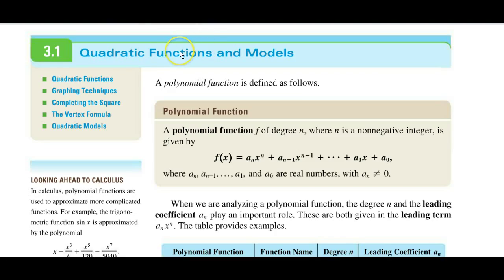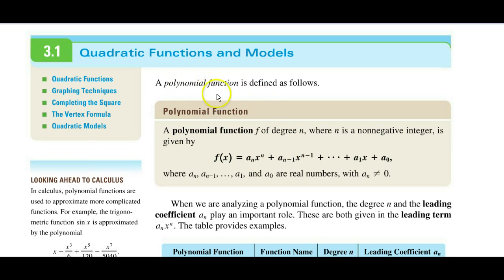In Chapter 3, we'll be doing the first 6 sections, and this will be the bulk of our 1110 course. And in this section, we'll do a little bit of review, and then looking at a few new things. Some things from our Math 1103. We'll look at the polynomial function. Here it looks quite detailed, but it's really sort of easy. And graphing techniques, completing the square, the vertex formula, and the quadratic model.